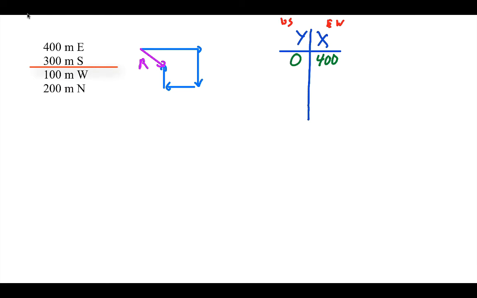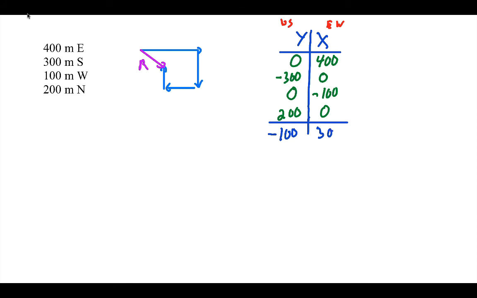300 south. Now south is a negative y direction, which means I'm not going in the x. 100 west. Nothing in the north-south. West is a negative number in the x. 200 north. 200 is positive in the y and 0 in the x. Now here's what this chart does for me. It gives me a way of adding everything together. So if I add down the left-hand column, I get negative 100. And if I add down the right-hand column, I get positive 300.